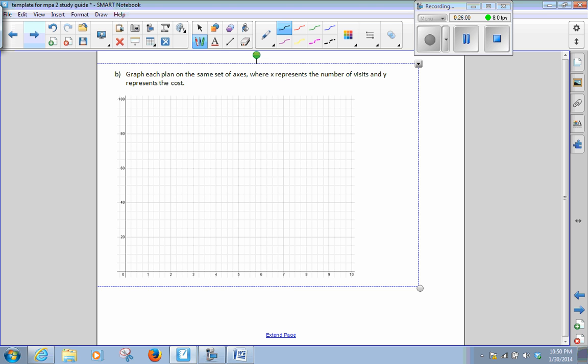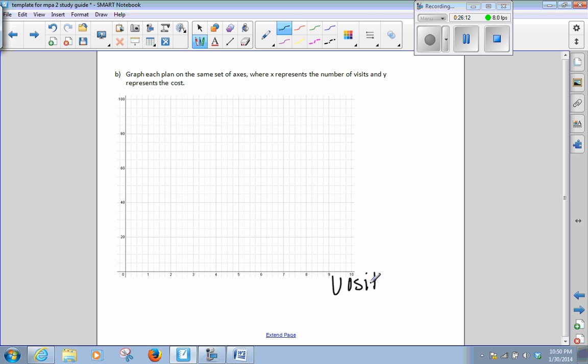Now we need to graph each plan. So you're going to have 2 lines that show up on this graph. Okay, so it says X represents your number of visits. So this is my X axis. Y represents my cost. So this is my Y axis. Okay, so I'm going to do the LAC first, and I'm going to do it in black. So the LAC charges $10 for every visit. So no visits would be no dollars. 1 visit would be 10, 2, 20, 3, 30. I think you see where I'm going with this.